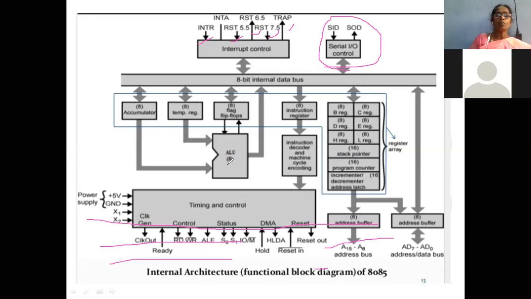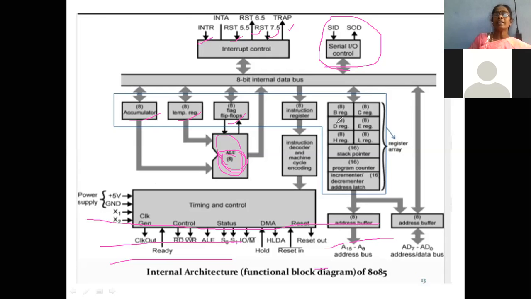Coming to this one, there is the ALU. In the ALU, what is specified? What do you mean by 8 there? I already told you, the ALU is 8 bit. The storage capacity of this ALU register is 8 bit. You can see here the accumulator is 8 bit, the temporary register is 8 bit, and the flag register is 8 bit.